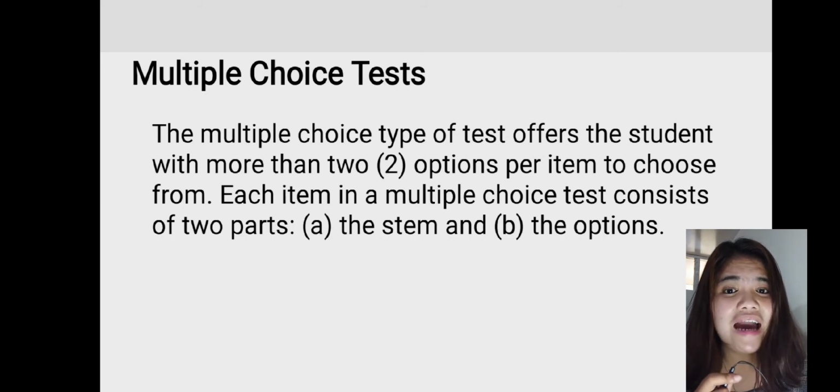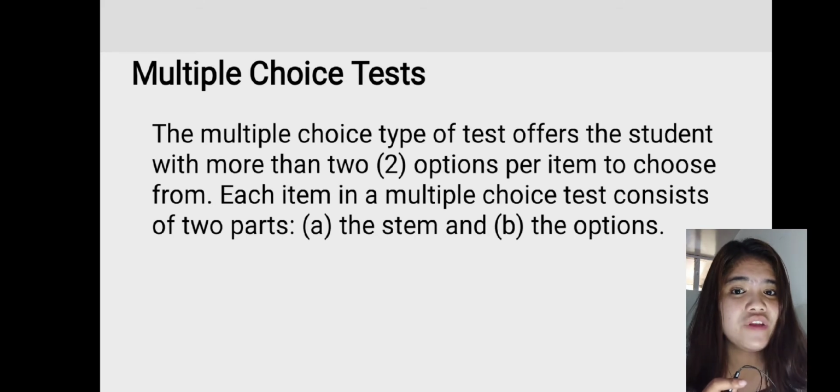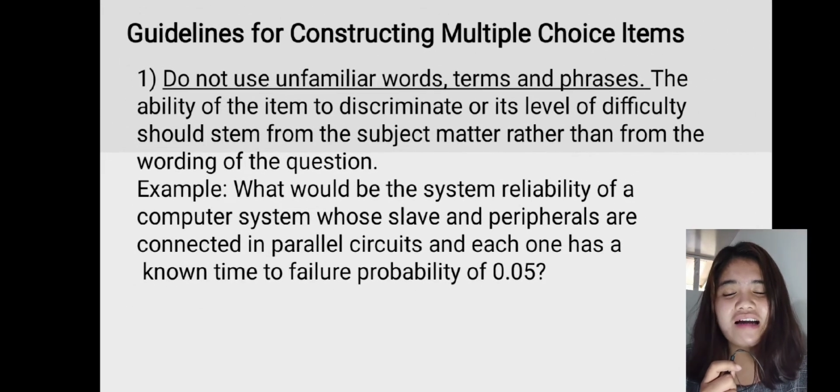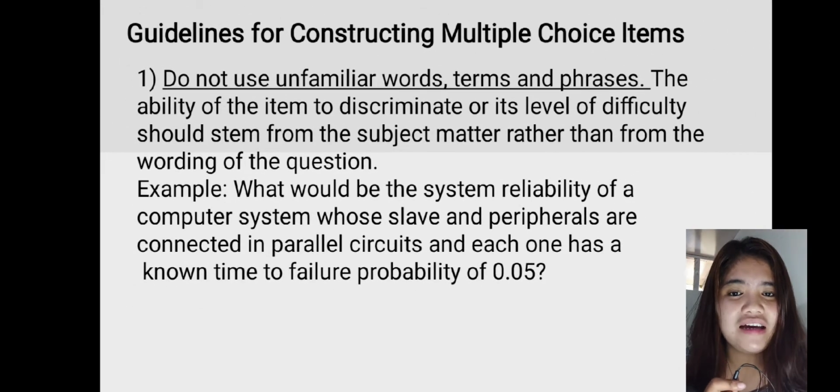As in true-false items, there are certain rules of thumb to be followed in constructing multiple choice tests. And these are the guidelines for constructing multiple choice tests. First, do not use unfamiliar words, terms, and phrases. The ability of the item to discriminate, or its level of difficulty, should stem from the subject matter rather than from the wording of the question.